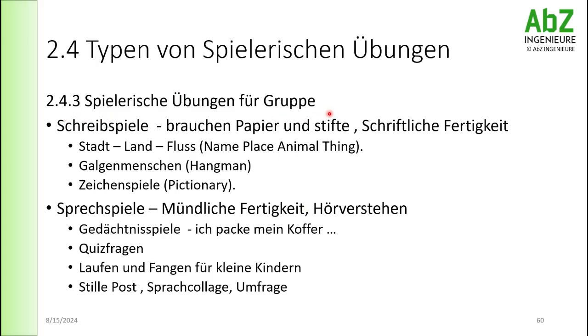Continuing with the Spielerische Übung für Gruppe, you have writing exercises. So this one requires paper and pencil, and you are basically going to practice the schriftliche Fertigkeit. So you have Stadt, Land, Fluss, that's what they call name, place, animal and thing in German. Then you have Hangman, it's called Galgenmännchen. Then you have Pictionary, it's called Zeichenspiel. You draw and then they have to guess.